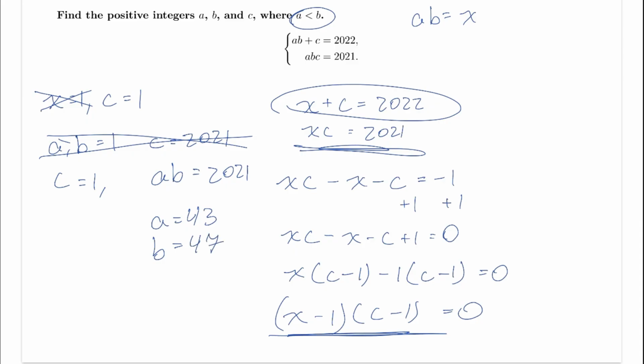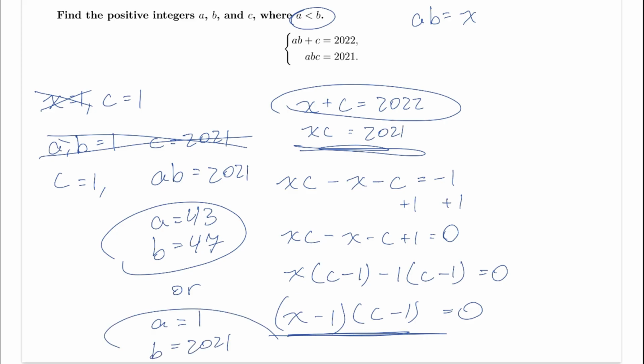I suppose we also have, or, a equals 1 and b equals 2021. And those are our two solutions for this problem.